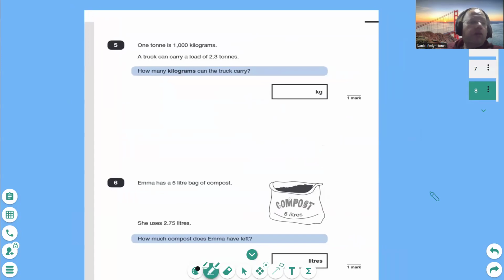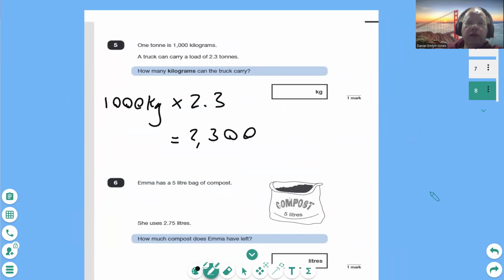1 ton is 1,000 kilograms. A truck can carry a load of 2.3 tons. How many kilograms can the truck carry? Well, it's 1,000 kg, isn't it? Kilograms, because that's 1 ton times 2.3. And that's going to be 2,300.